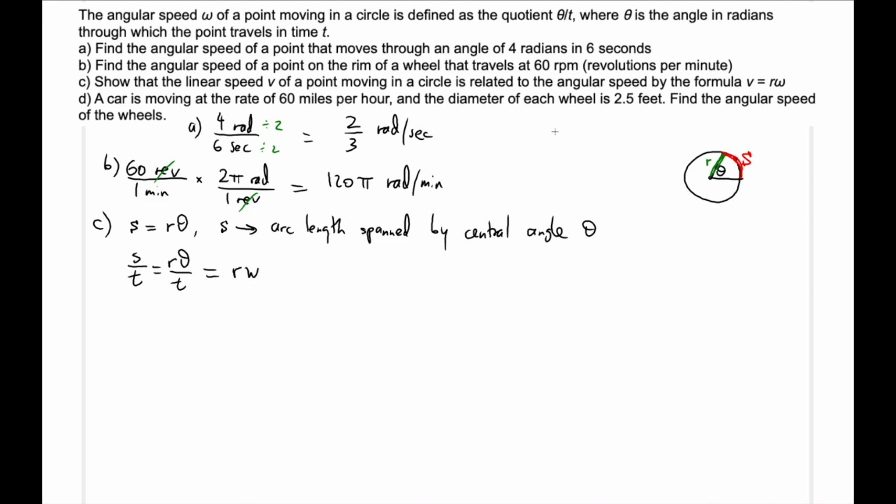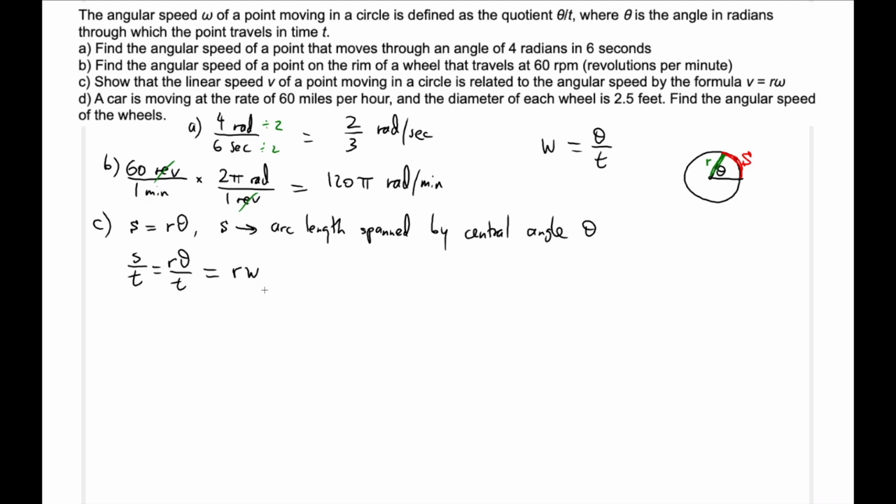It was given to us before that omega is equal to theta divided by t. It was given in the first sentence. So if I multiply both sides by the radius r, I'm getting r theta divided by t, which means that omega must also be multiplied by the radius. So the linear speed is equal to the radius multiplied by the angular speed, omega.